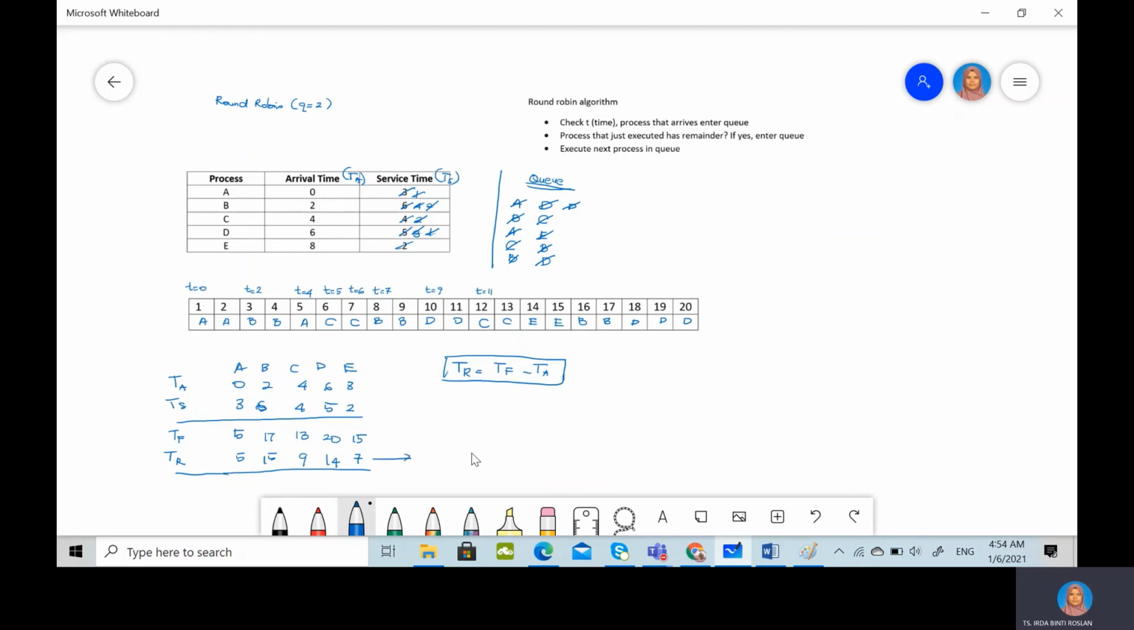Then we can calculate the average turnaround time, or mean turnaround time, by summing up 5, 15, 9, 14, plus 7, and then dividing by the number of processes, 5. Then you will get the average turnaround time. So basically this is the round robin quantum equals 2 uniprocessor scheduling.